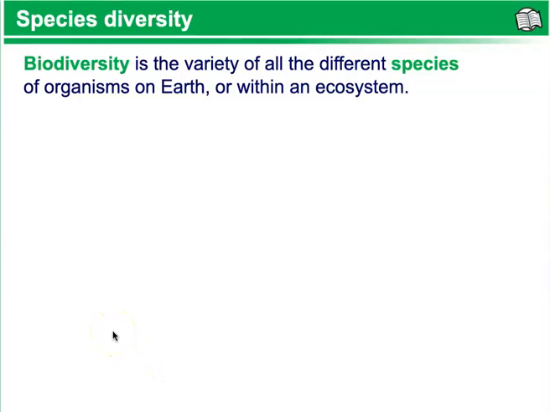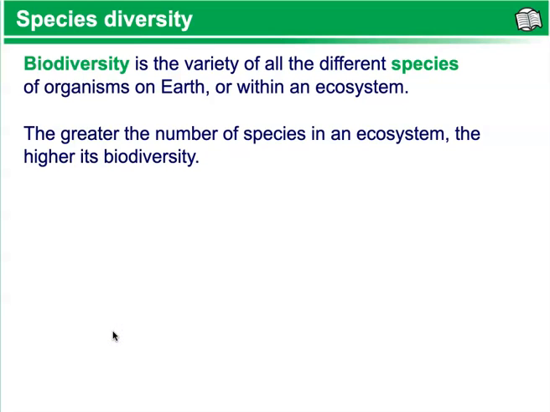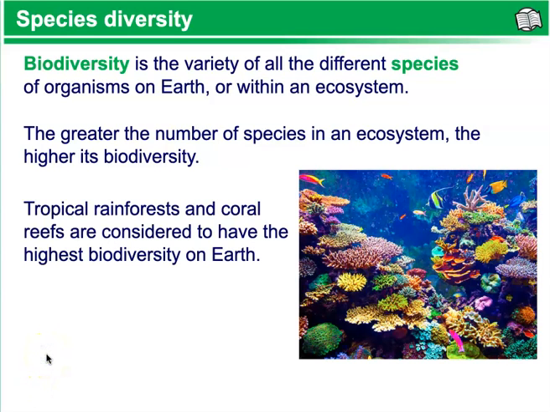Species biodiversity. Biodiversity is the variety of all the different species of organisms on Earth, or within an ecosystem. The greater the number of species in an ecosystem, the higher its biodiversity. Tropical rainforests and coral reefs are considered to have the highest biodiversity on Earth.